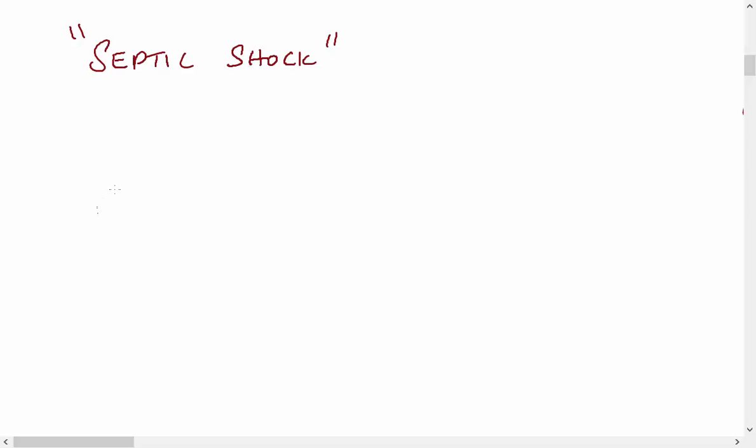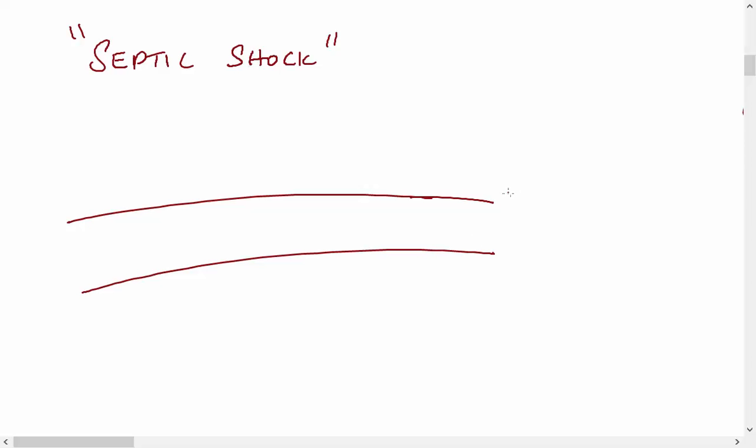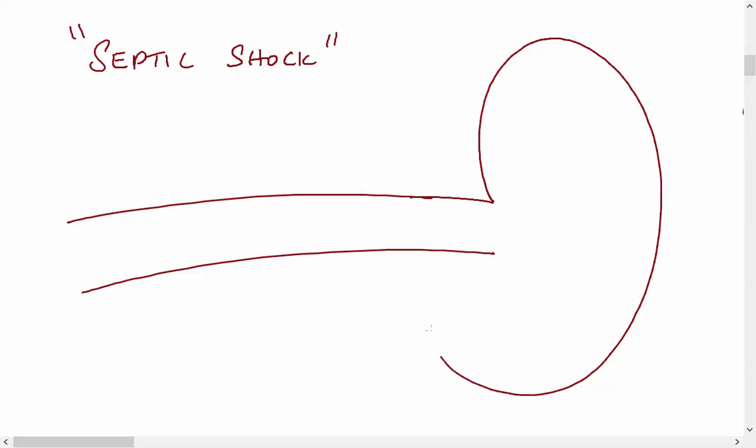Now I am going to draw a blood vessel going to the kidney. Okay, blood vessel going to the kidney. Okay, so septic means what? Infection. It's very clear, right? Yeah, class.